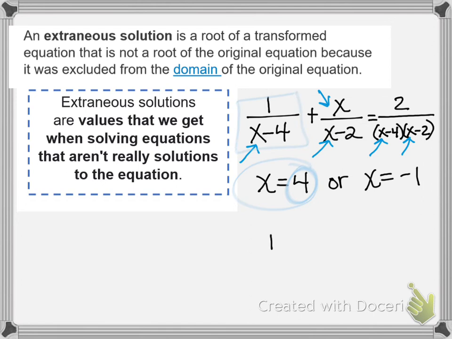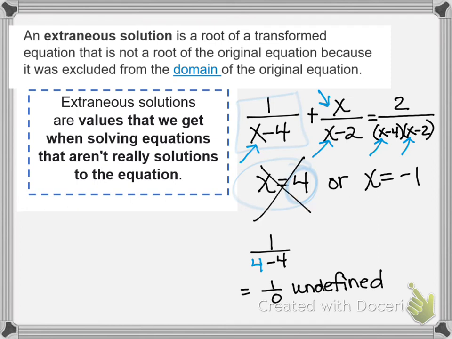So the rational expression 1 over x minus 4, if I replace the x value with 4, look how I get 1 over 4 minus 4, which is 1 over 0, which is an undefined value. That means the solution x equals 4 violates the domain of that rational expression 1 over x minus 4 because it produces a value of 0 in the denominator. So right away I can eliminate x equals 4.